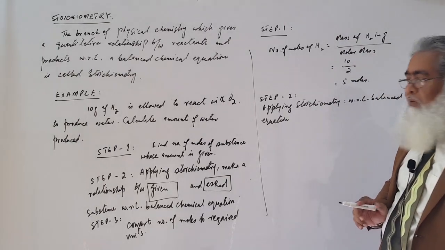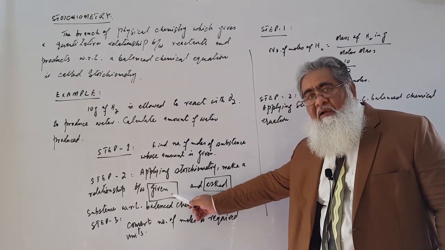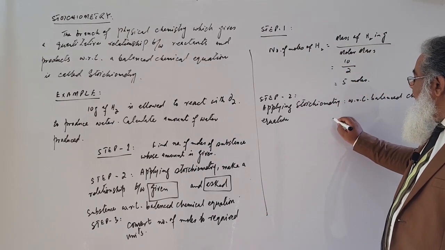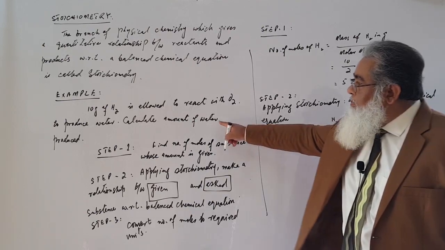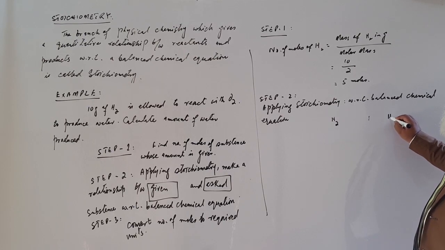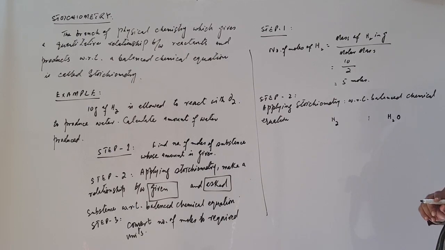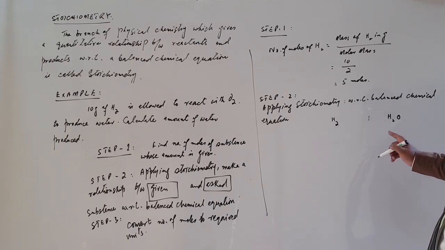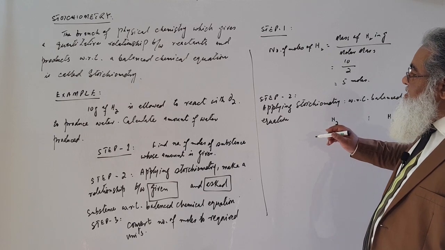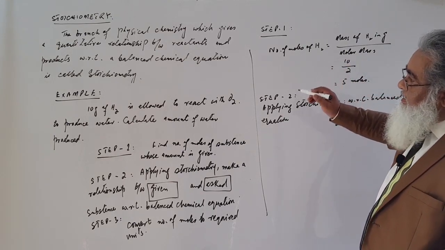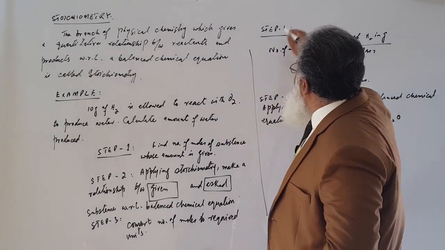As I told you, we have to make a relationship between given and asked. Whose information is given? Hydrogen's information is given, and whose amount is asked? The amount of water is asked. Therefore, we have to make a relationship between hydrogen and water, between given and asked, with respect to the balanced chemical equation, which we have to write.